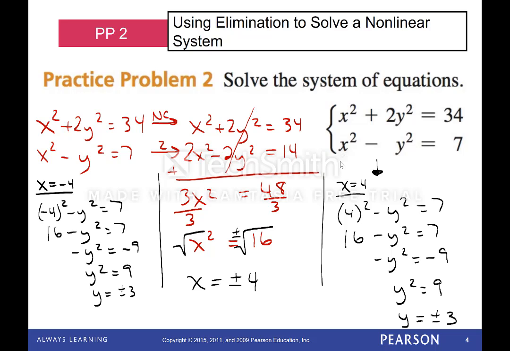So here it is. We've got a whole bunch of answers here. From the positive 4, we have an answer of positive 3 and negative 3. So positive 4 input gave us two different answers. Then we plugged in a negative 4. They give us a positive 3 and a negative 3 as well. So in this case, there are 4 different answers here for that problem here.